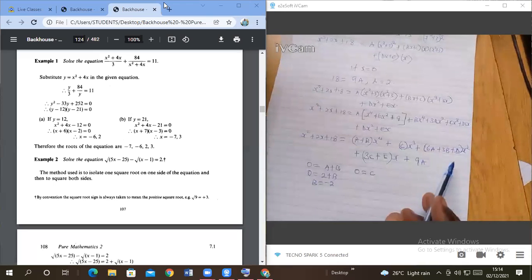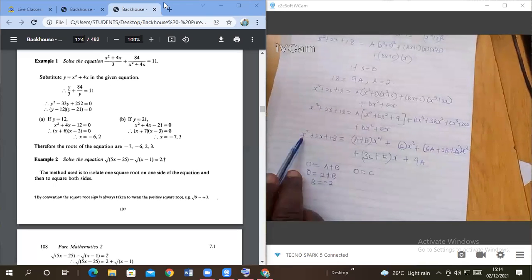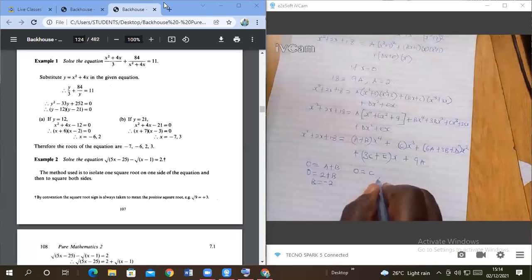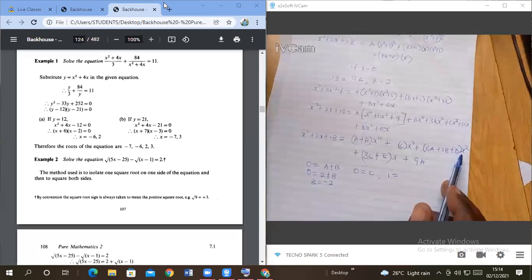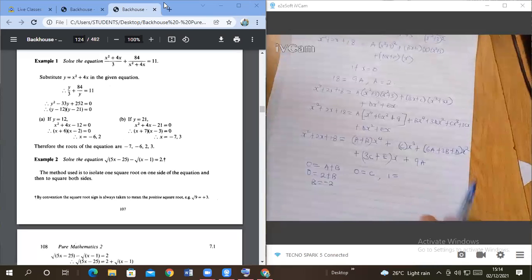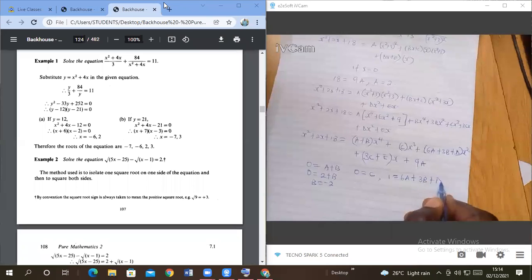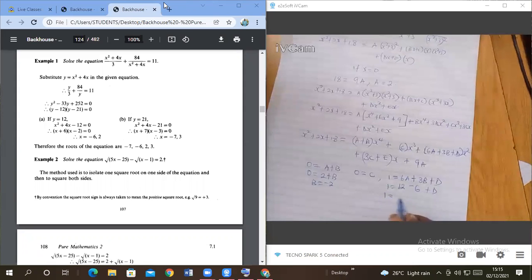Then the coefficient of x squared on the left-hand side is 1. So it means 1 is equal to, then what about x squared on the right-hand side? 6A. 6 times 2, okay, that's true, which is 12. A is 2, so we have 12. B is negative 2, so we have minus 6 plus D. So we have 1 is equal to 6 plus D.